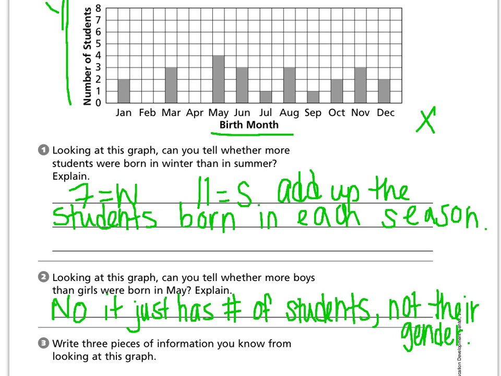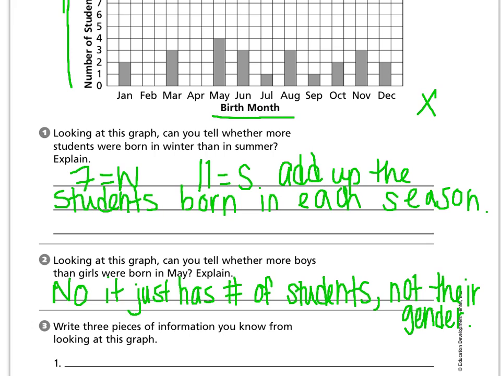Let's look at number 3. Write 3 pieces of information you know from looking at this graph. I know that if I add up how many students there are, I can figure out how many there are in the whole entire class. So now I have 2 plus 3 is 5, plus 4 more is 9, plus 3 more is 12, 13, 14, 15, 16, 17, 18, 19, 20, 21, 22, 23, 24. So I know that there's 24 students in the class.